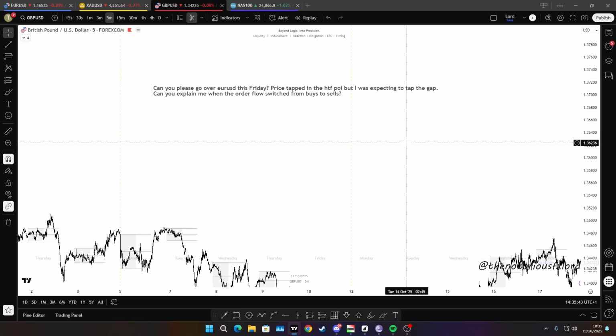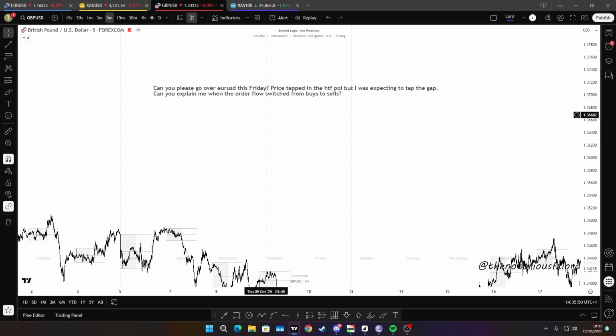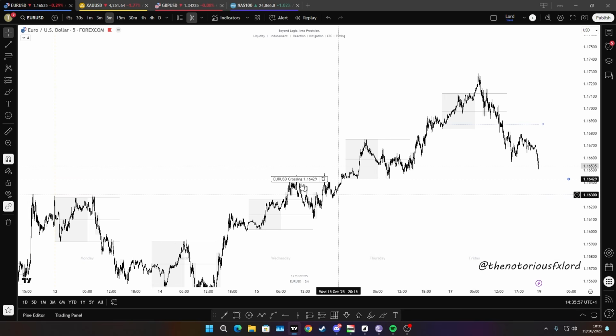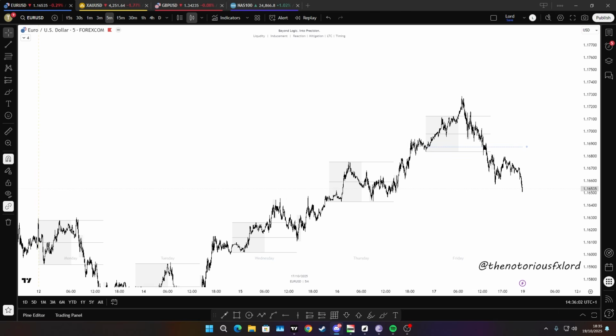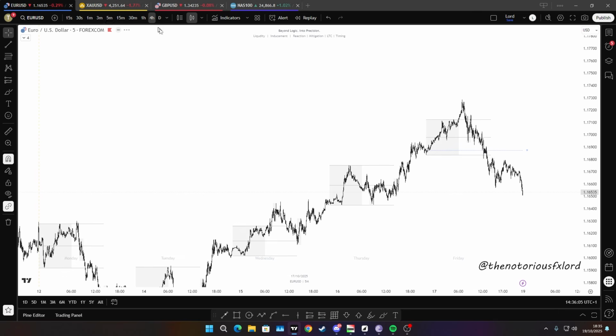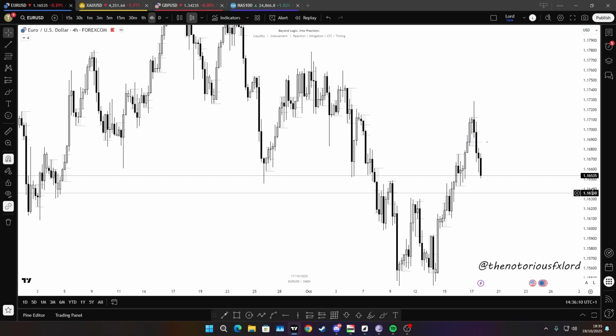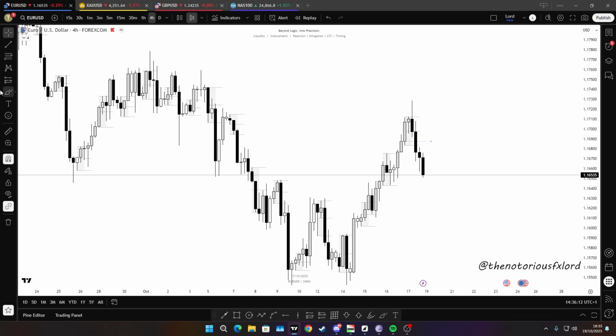Can you please go over your USD? This Friday price tapped in the high time frame POI, but I was expecting to tap the cap. Can you explain when the order flow switched from buys to sells? I hope I don't have any such markups. Yep, I do have 7 alerts in there. That's 7 so far. Okay, just tell me which gap, or if you can share a markup as well, that will be much better. Or you can simply open your mic and tell me in this one which POI or which order flow mitigation you are buying when the order flow switches from buys to sells.